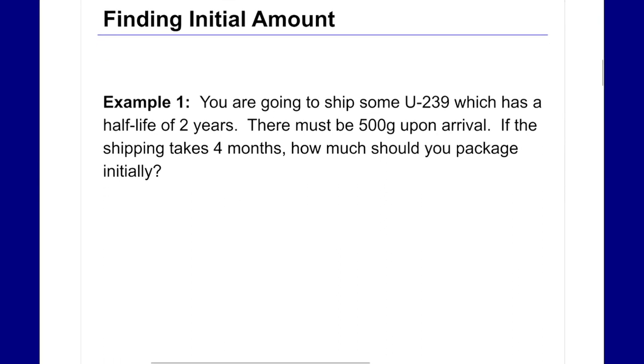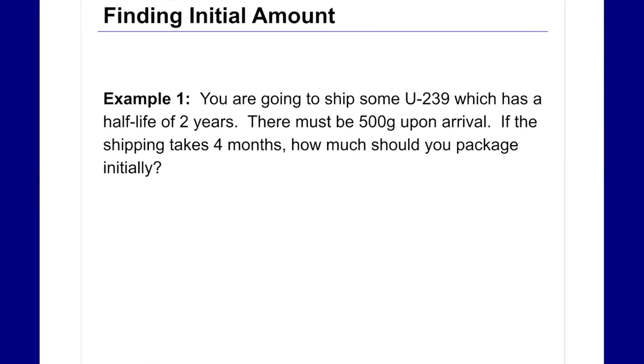For example, you're going to ship some uranium-239, which has a half-life of 2 years. So we've dealt with this type of question before. However, there must be 500 grams upon arrival. If the shipping takes 4 months, how much should you package initially? So this is a type of question where we want to figure out our initial value. How much should we put into the package initially so that after 4 months, as it goes through the half-life, we end up with 500 grams?